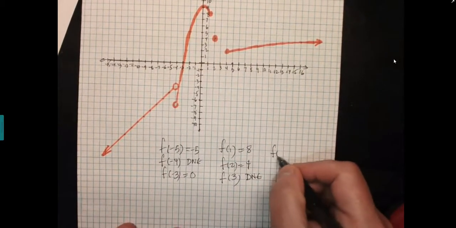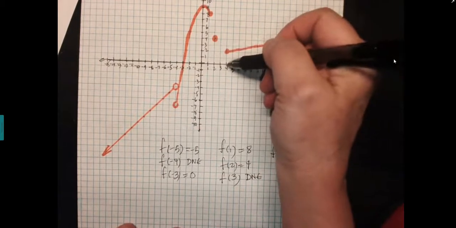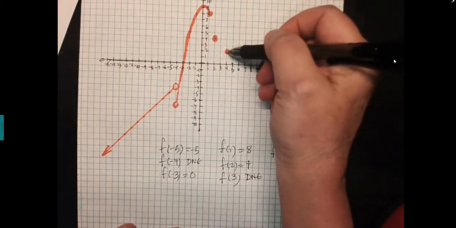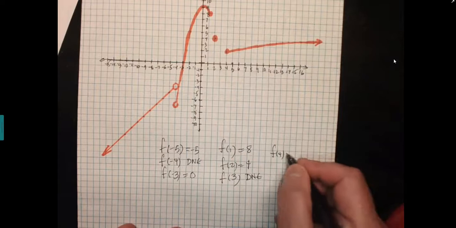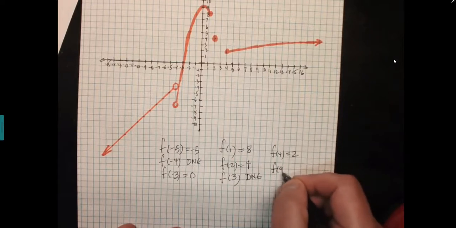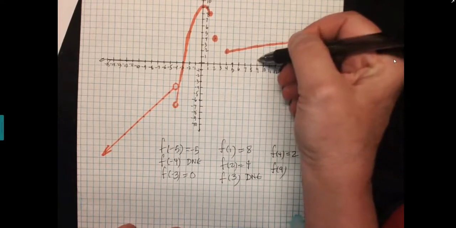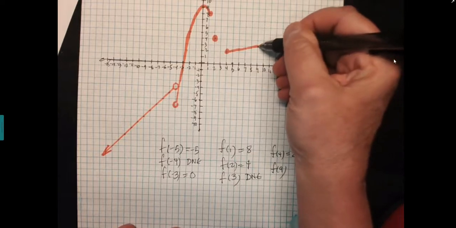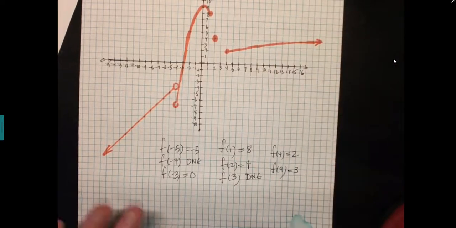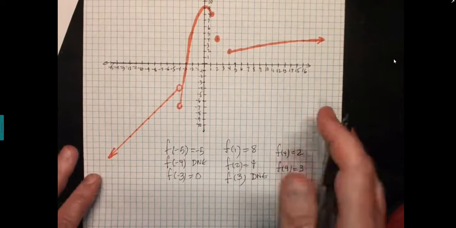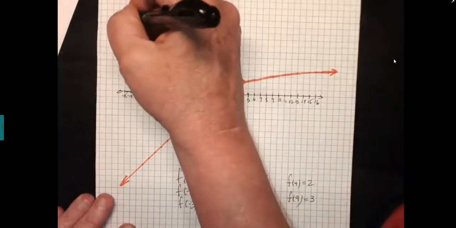What is f of 4? I can see here if x is 4, the y coordinate is 2, so f of 4 is 2. And what is f of 9? Well, if x is 9, the y coordinate is 3, so f of 9 is equal to 3. Okay, what is the domain if we were asked for the domain?